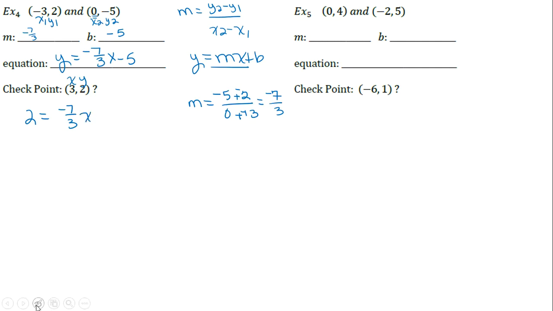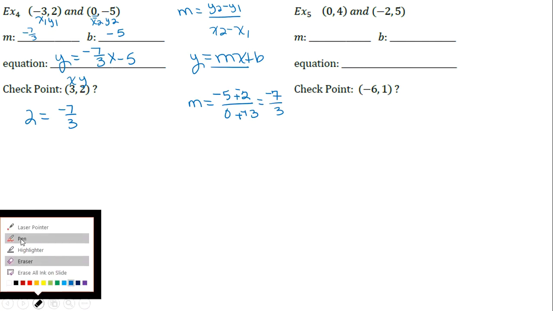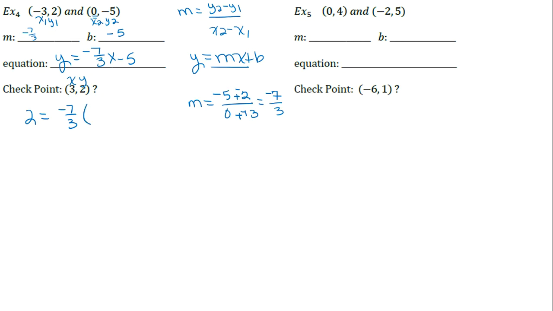Oh, whoops, we need to substitute in. Remember, when you're substituting, I always like to use parentheses. So we've put in 3 for x, -2 for y, and now we are going to calculate here. So we're going to do the multiplication and then the subtraction. So we can see the 3's give us 1 times -7. And we have -2 equals -12. That is false. So we'll say no, this point does not lie on the line.